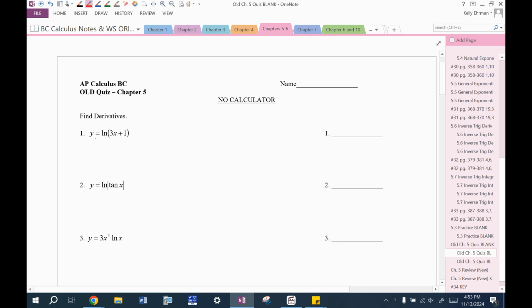So find the derivatives. So dy dx, the rule for natural log is that it's 1 over u, and then we need to multiply by the derivative of 3x plus 1. So my answer for dy dx is equal to 3 over 3x plus 1.